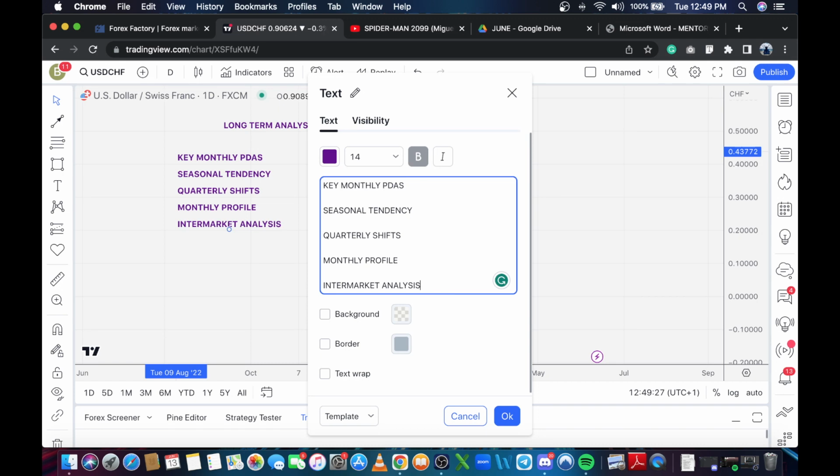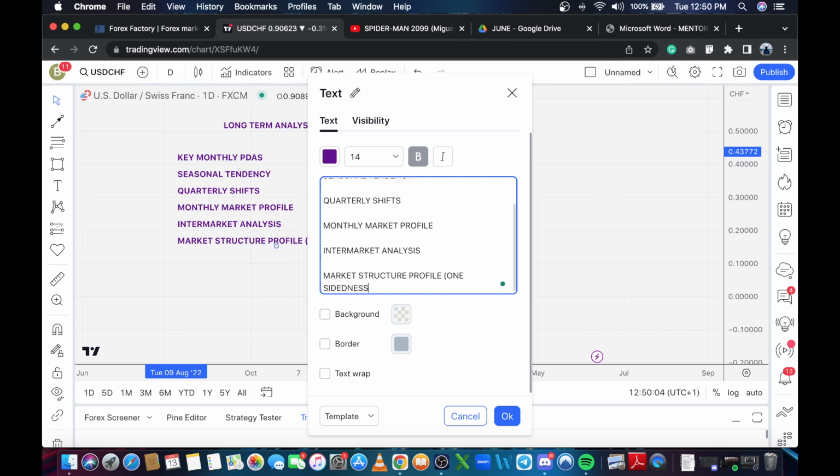Alright, so we're looking at intermarket analysis, and then we're also considering market structure profile, not just market profile. So here we're looking at the monthly market profile, and here we are considering market structure profile. And when I say market structure profile, we're not just looking at price in terms of IIs and ILOs. Is the market making IIs and ILOs? We're instead considering price in terms of liquidity. Where is the next available drawn liquidity? This is what creates your one-sidedness, okay, on the monthly time frame.